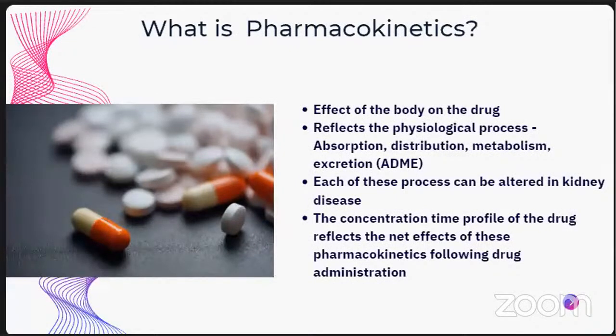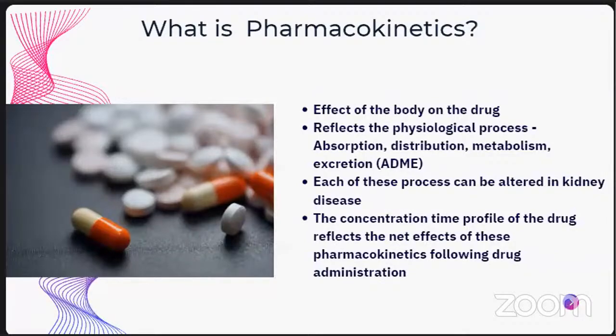So what is pharmacokinetics? It is the effect of the body on the drug, and it reflects the physiological processes, that is absorption, distribution, metabolism, and excretion. Each of these processes can be altered in kidney disease. The concentration time profile of the drug reflects the net effects of these processes following drug administration.